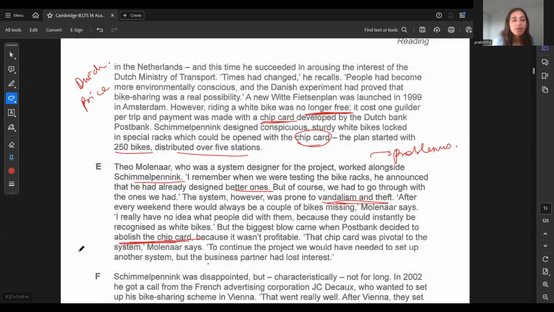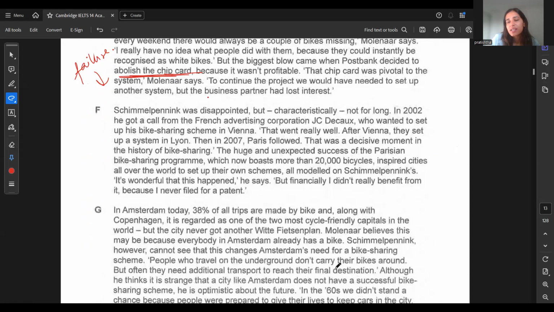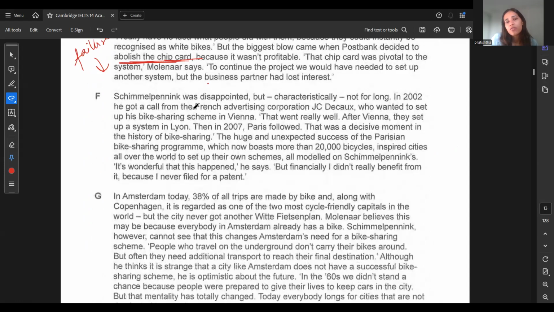right? So it's talking about probably a little bit of failure, right? He was disappointed, but characteristically not for long. In 2002, he got a call from the French advertising corporation, JC Deco, who wanted to set up his bike sharing scheme in Vienna. That went really well. After Vienna, they set up a system in Lyon, and then in 2007, Paris followed. So here it's happening in France, right?